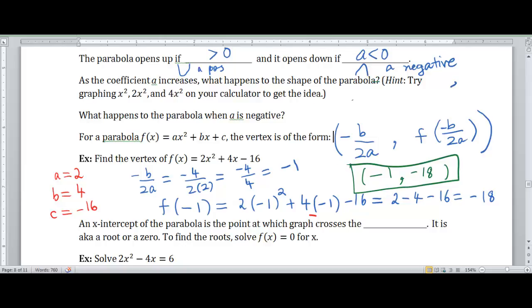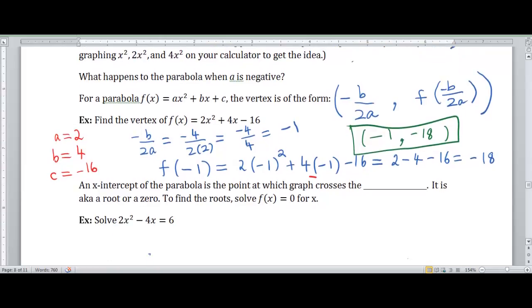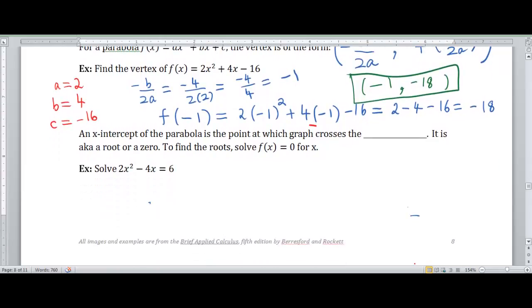And then it says the x-intercept. An x-intercept of the parabola is the point at which the graph crosses the what? The x-axis. The x-intercept is where the graph crosses the x-axis. The y-intercept is where the graph crosses the y-axis. It is also known as a root or a 0. To find the roots, solve f of x equals 0 for x.